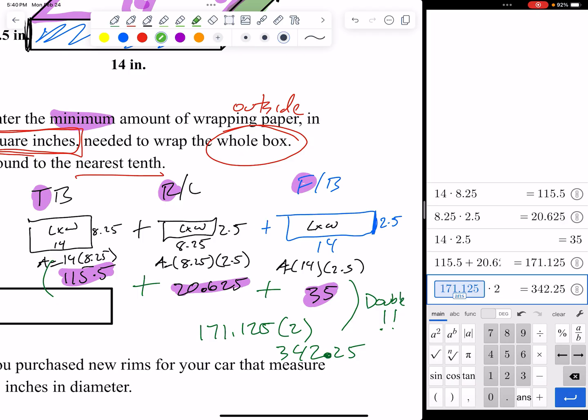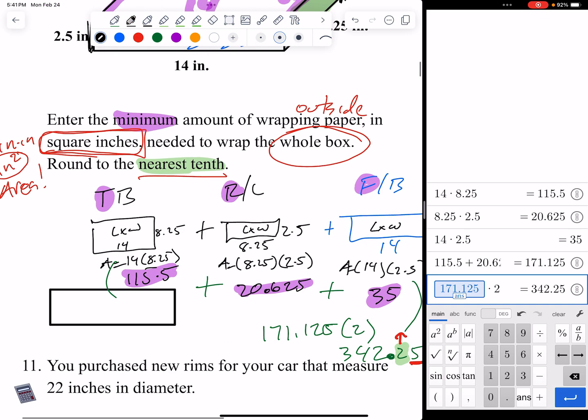Did you remember it says to round to the nearest 10th? Our 10th place is right there. So the next number is going to determine whether we stay or round up. So do you remember what it was? Well, if you do, you should say, hey, look, since that one is 5 or greater, we're going to have to round up. So we get our final answer, total wrapping paper area of 342.3 square inches.